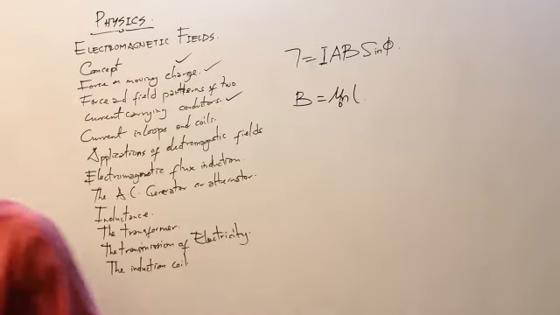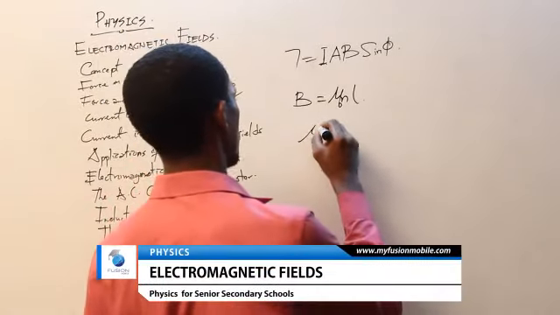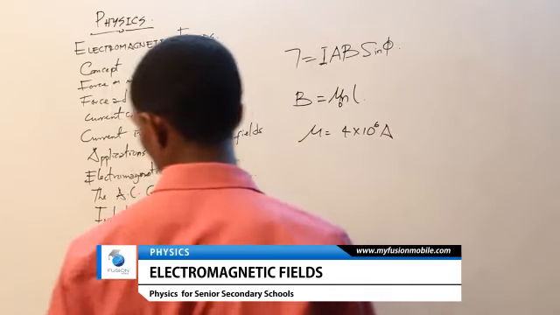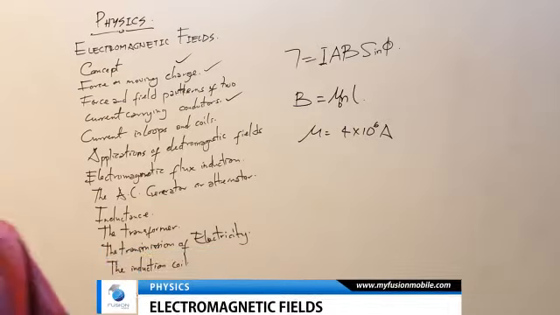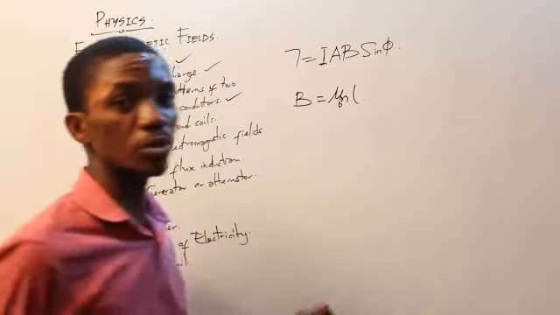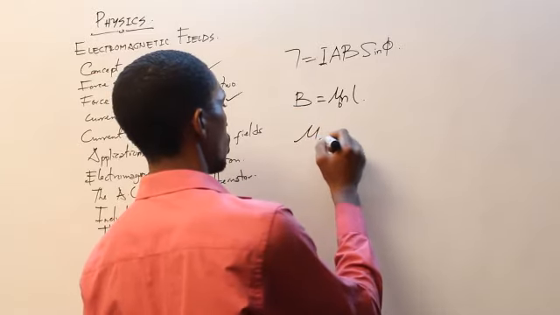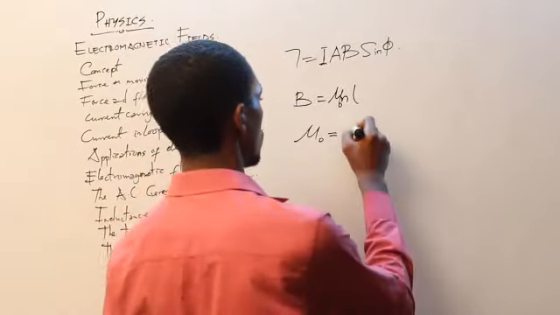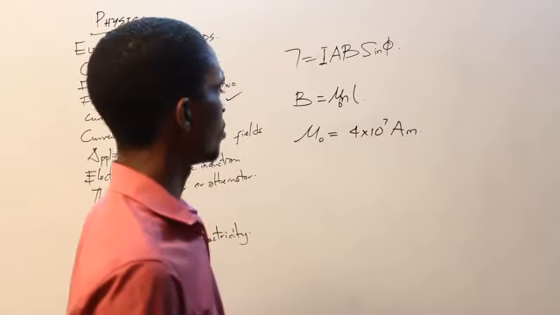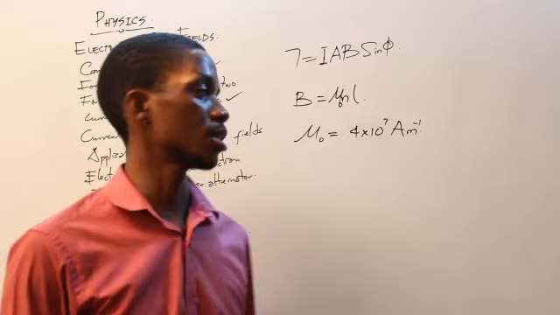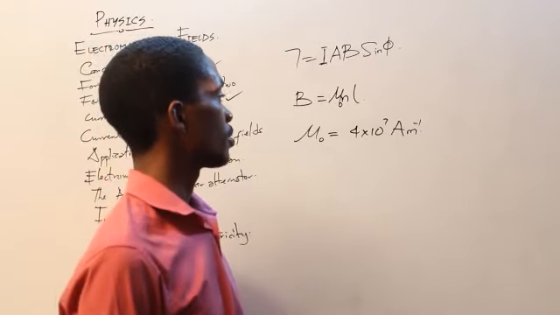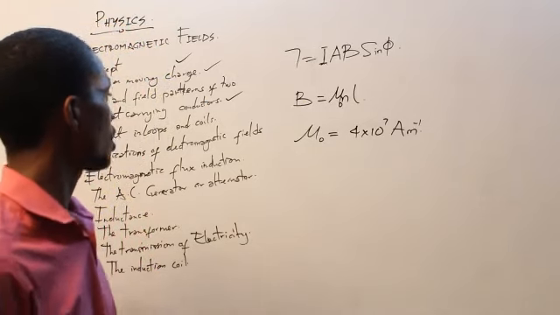It should also be noted that our permeability of vacuum equals 4 times 10 raised to the power minus 7 amperes per meter. So these are some basic formulas we should keep at hand for use sometime soon.